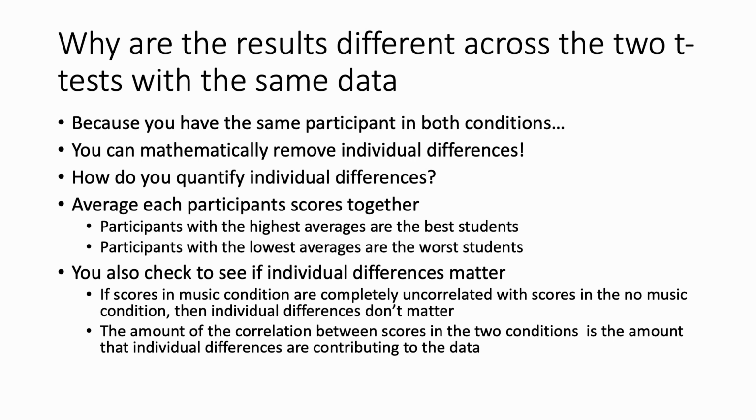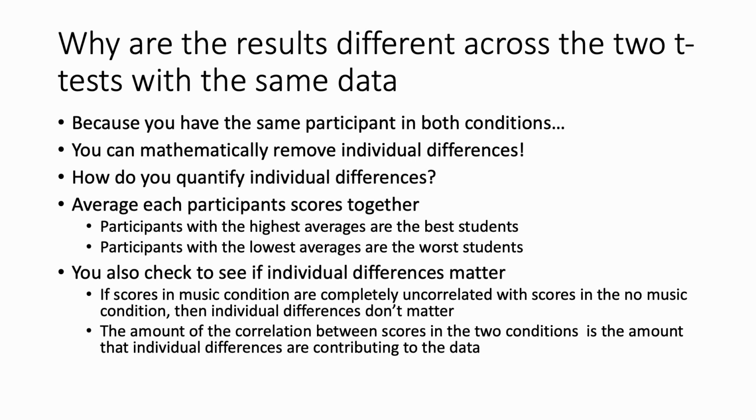So the participants with the highest averages are the best students. This is across both conditions, right? So it's like you're saying, oh, condition doesn't matter. If we ignore condition and just average scores together, who did the best overall or on average? And participants with the lowest averages across their two scores are the worst participants. You can mathematically remove this with complicated stats that we're not getting to till the end of class. You just got to kind of trust me there.